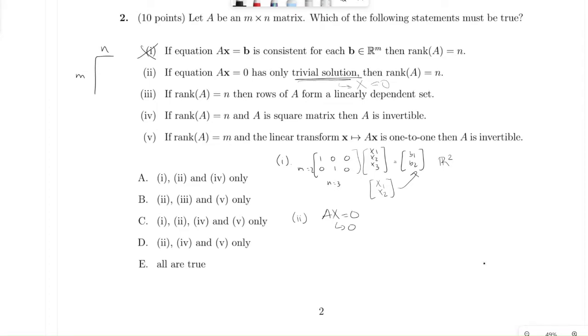Okay, so I'm going to explain 2 again because I don't think I did a very good job the first time. So if the equation Ax equals 0 has only trivial solutions, so that means that the only solution to that equation is when x is equal to 0, then the rank is equal to the number of columns.